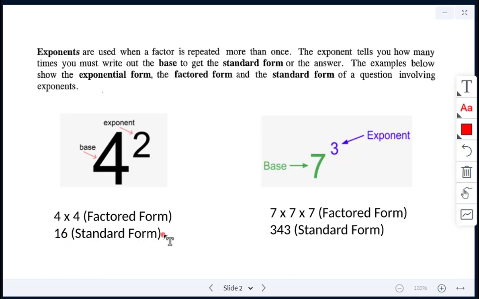So over here, we have 7 to the power of 3. 3 is the exponent, the base is 7. You may have seen this also called 7 cubed. So anytime you see the power of 3, it's also called cubed. But we would also say 7 to the power of 3. The factored form of that would be 7 times 7 times 7. The answer to that, or the standard form of that, would be 343.